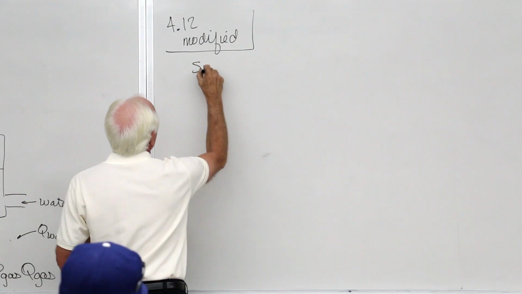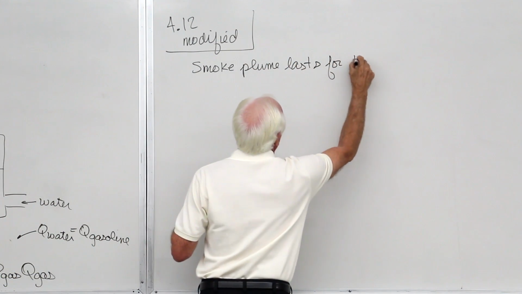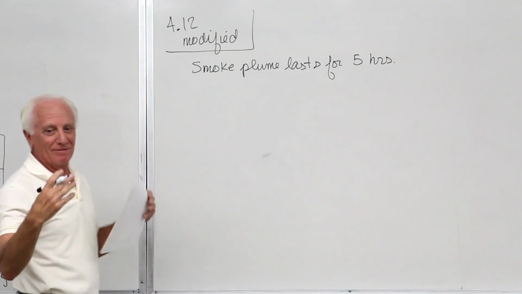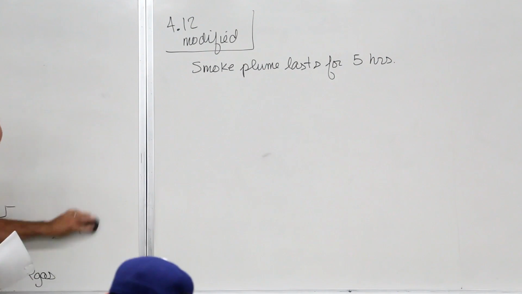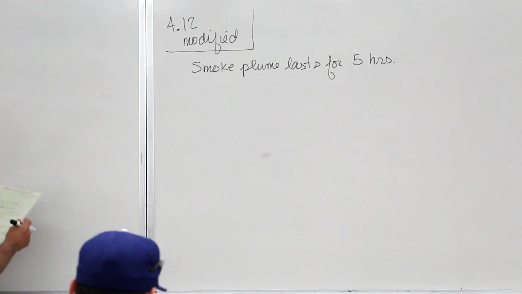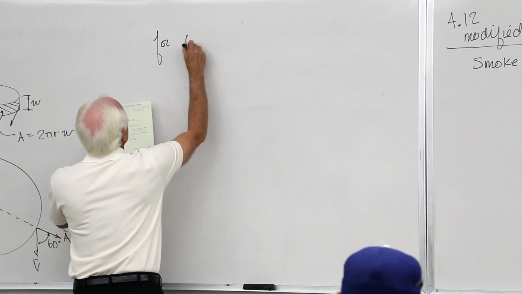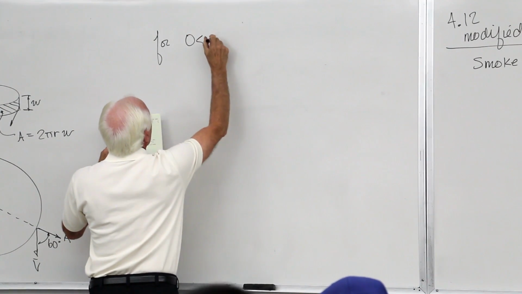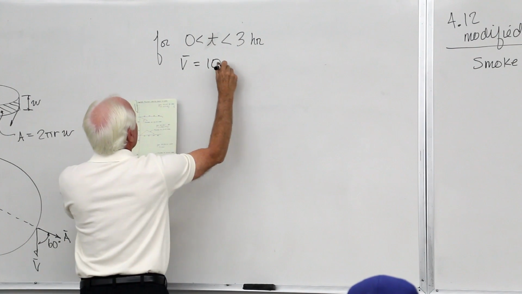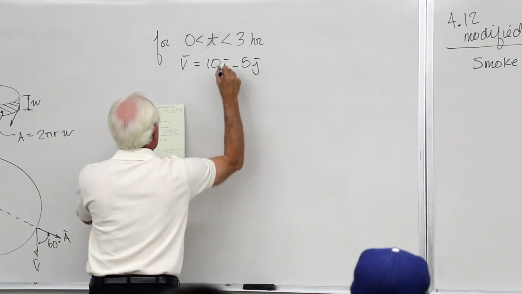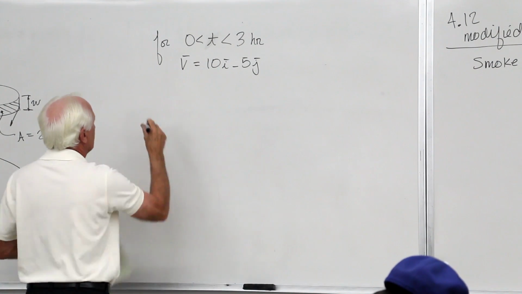All right, smoke plume. Smoke comes out of a smokestack for 5 hours. I'm going to put several graphs on the board, so we need some space. All right, there are 3 different segments. First, for the time 0 to 3 hours, the wind speed is, in vector terms, 10i minus 5j. Plot where the plume is. Show the streak line of the plume at 3 hours.